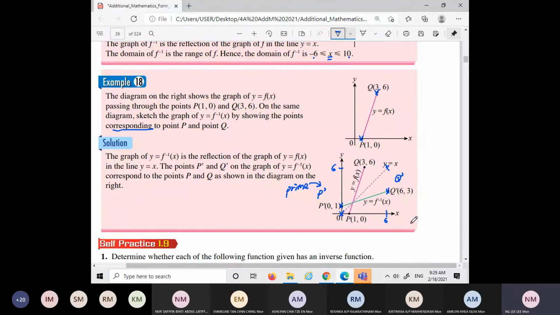Okay, we rest for a while. Now it's 9:29, we come back at 9:32. You can go to the toilet, you can go and drink water.